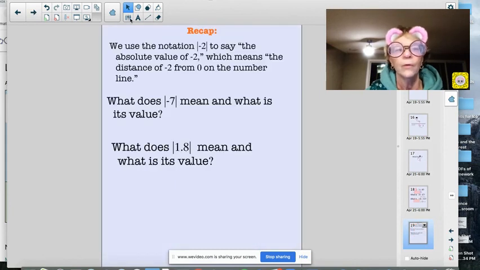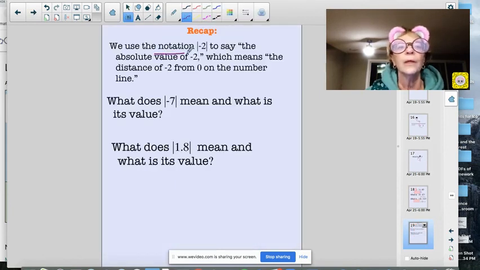All right, recap. We use that notation to say the absolute value of negative 2, which means the distance of negative 2 from 0 on the number line. That you're there at 0, you're hopping 1 jump, 2 jumps. And that's why it comes out as a positive 2.